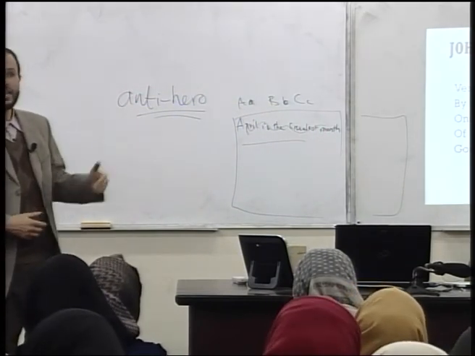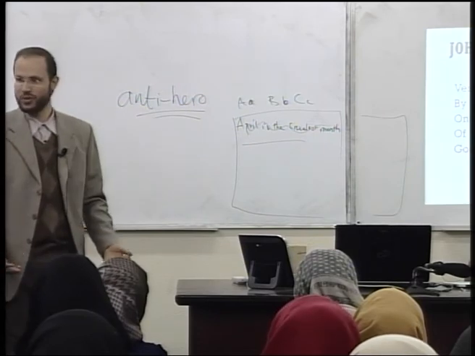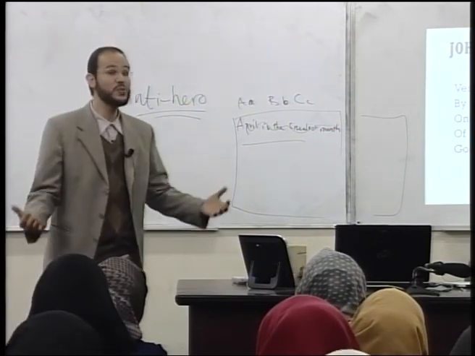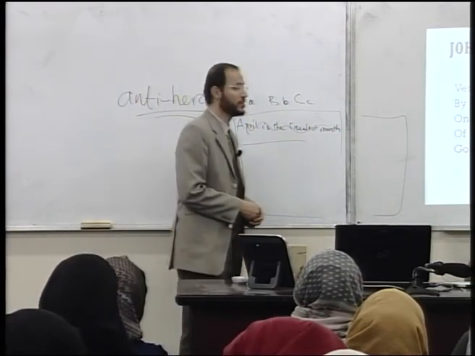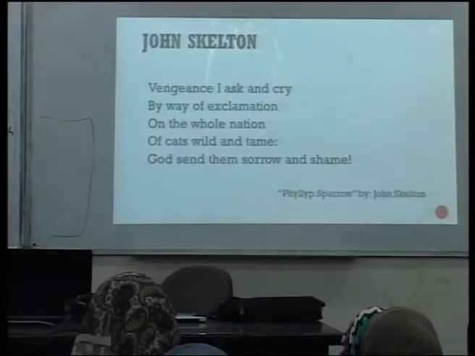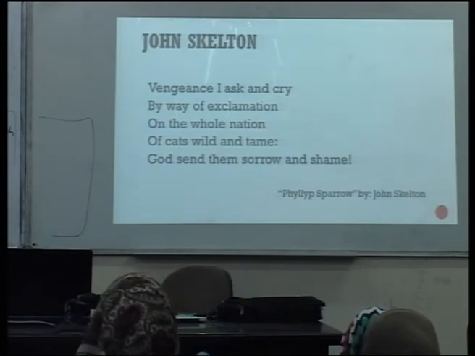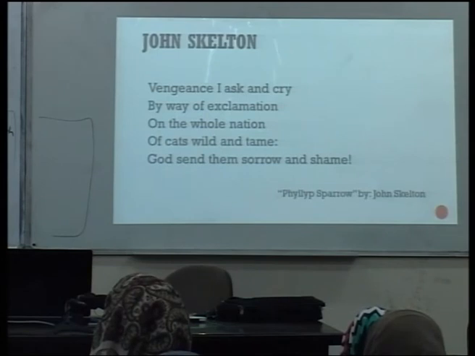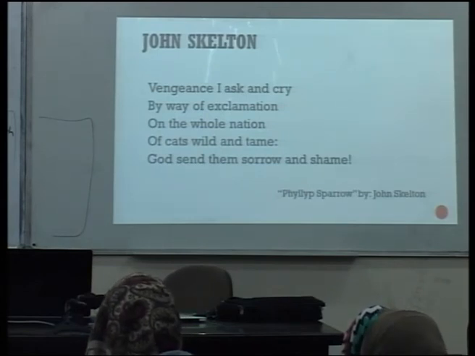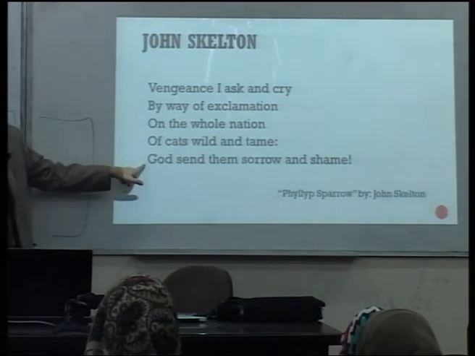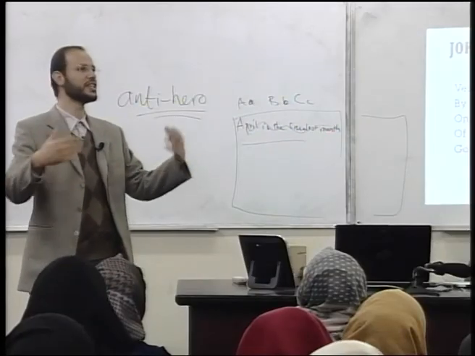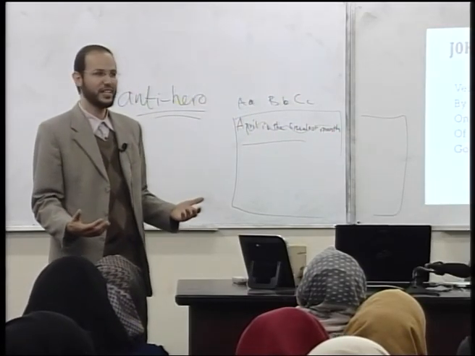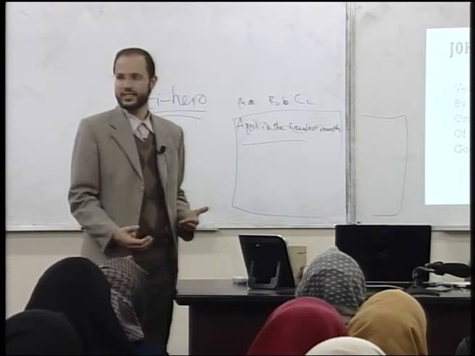Okay. So the main character, the speaker here, is no longer a hero. No longer a man even. New characters, new themes, new people started to appear. This is a bird, a pet bird, by the name of Philip the Sparrow. He's complaining about all cats, not only wild cats, but also tame cats. He's asking for revenge. He's wishing for revenge. And at the end, we have this prayer to God. The prayer is no longer a prayer for you, to be good and to go to paradise, to heaven. God, send these cats sorrow and shame.